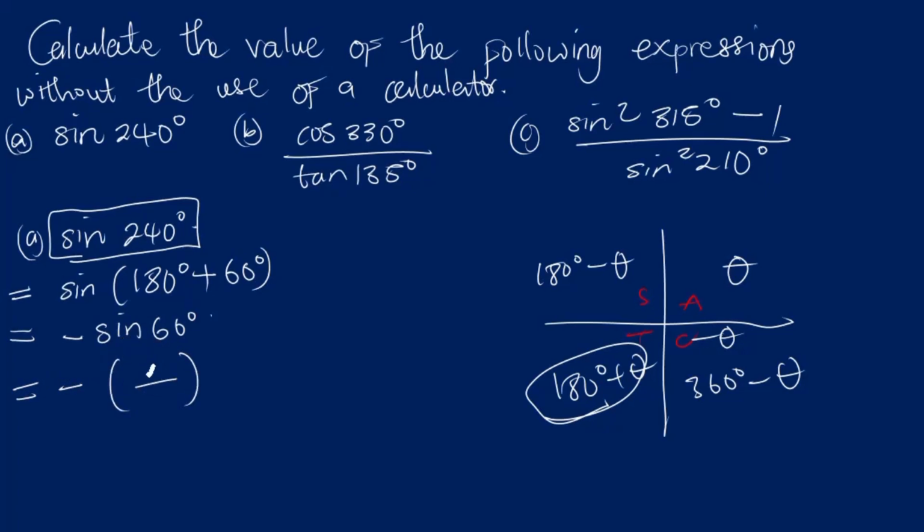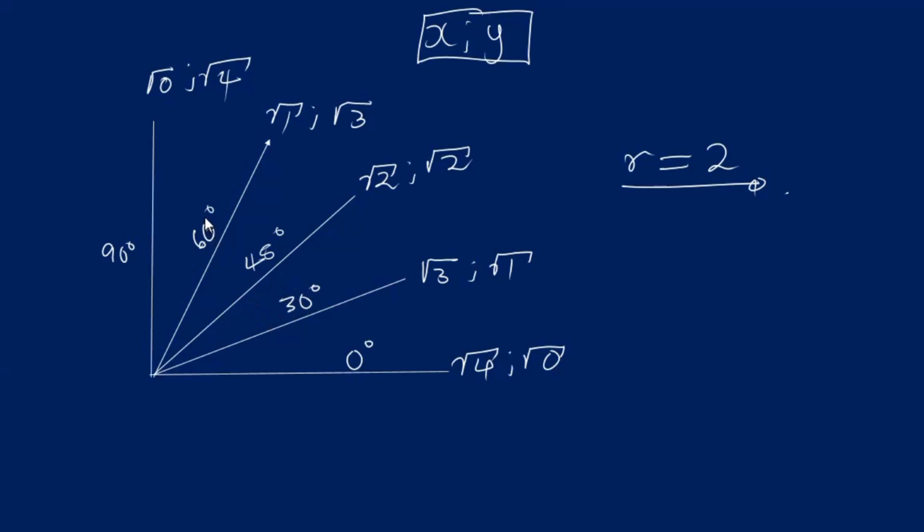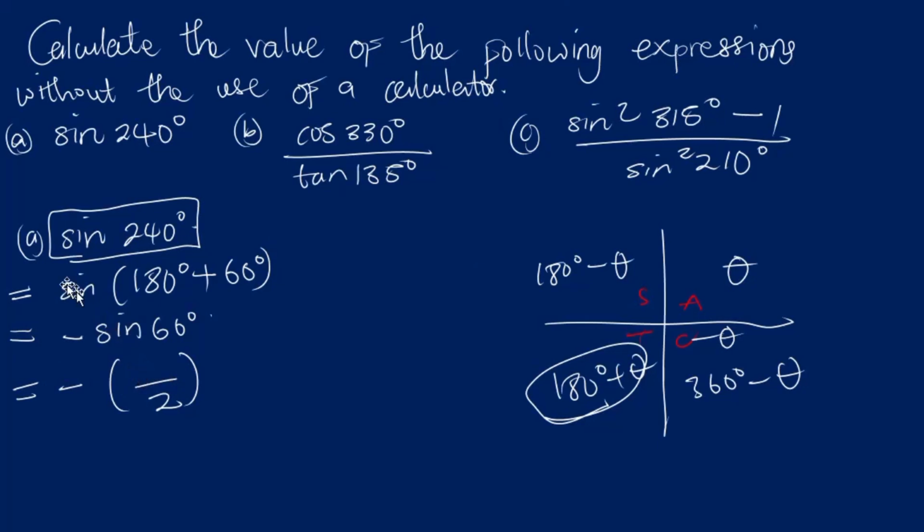Opposite over hypotenuse. What is the hypotenuse? The hypotenuse, we said it's 2. What is the opposite at 60 degrees? Here is 60 degrees. Our y value is root 3. So we go there, and then we have root 3. All set. And then you get your answer there: root 3 over 2. Now, moving on to the next one.